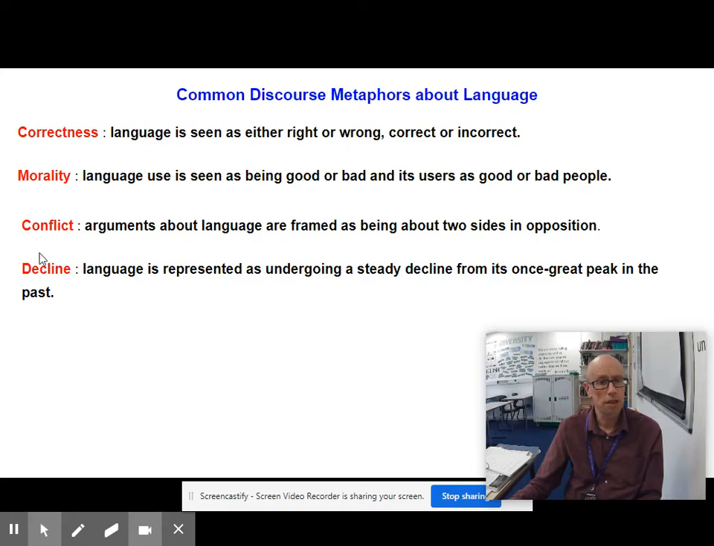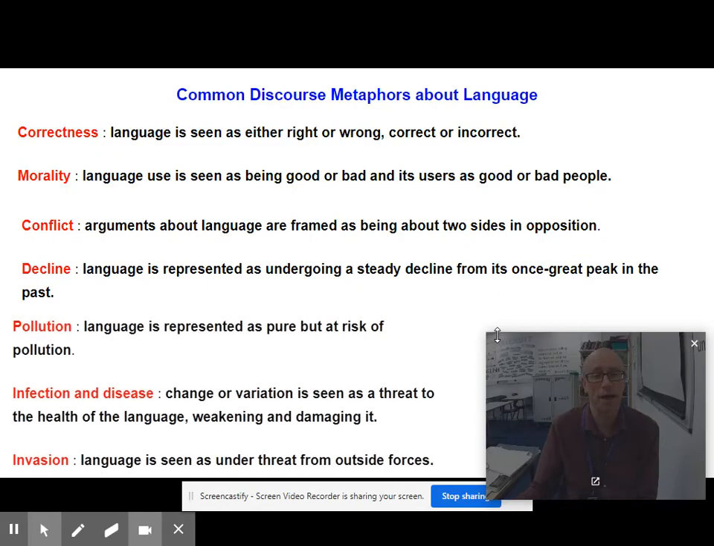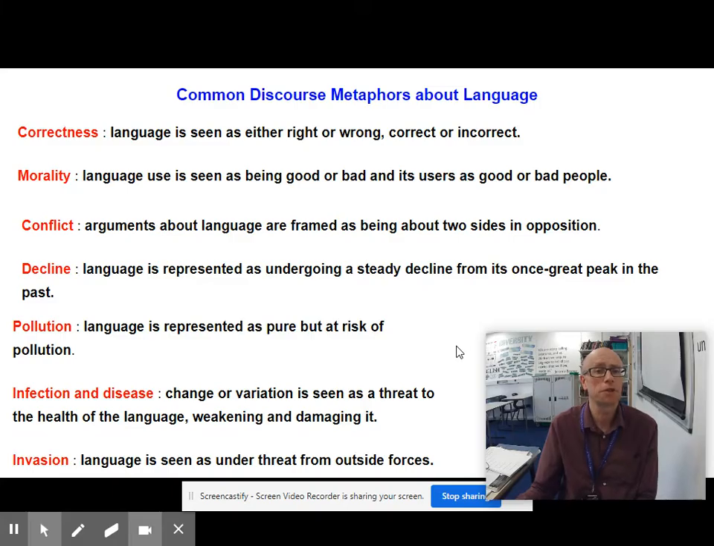Quite often language is couched in terms of conflict discourses. So arguments are framed as being two sides in opposition to each other. And also decline. So language is represented as undergoing a kind of steady decline from a once great peak in the past. And then here we've got 3 other common discourse metaphors about language.